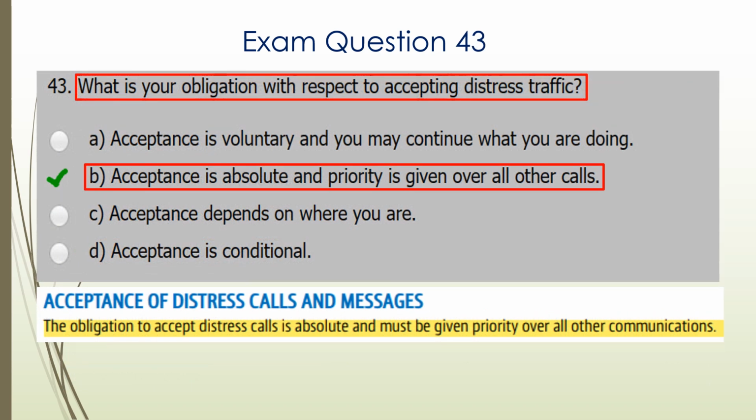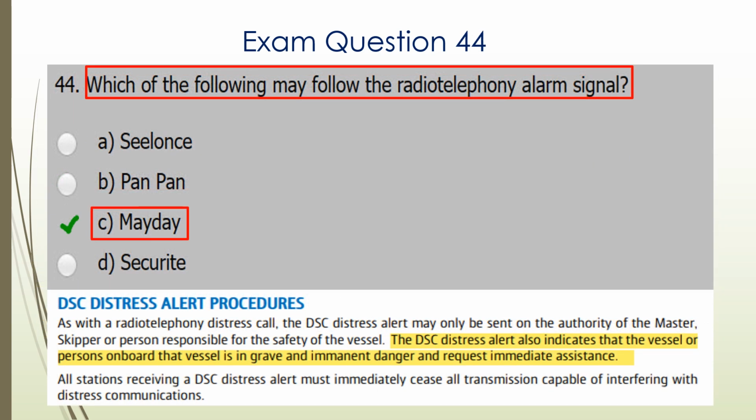Question 43. What is your obligation with respect to accepting distressed traffic? Well, B is the correct answer. Acceptance is absolute and priority is given over all other calls. Question 44. Which of the following may follow the radiotelephony alarm signal? And that answer would be a mayday. C is the correct answer.